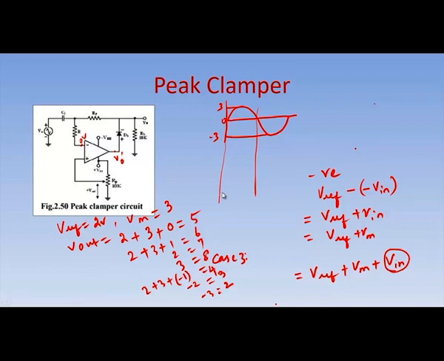What is the V reference we have taken? V reference is 2 volt. So, the clamper will clamp this input signal by the value of the V reference 2. That is actually the function of the clamper. Now, you have to draw the output waveform according to the new values.